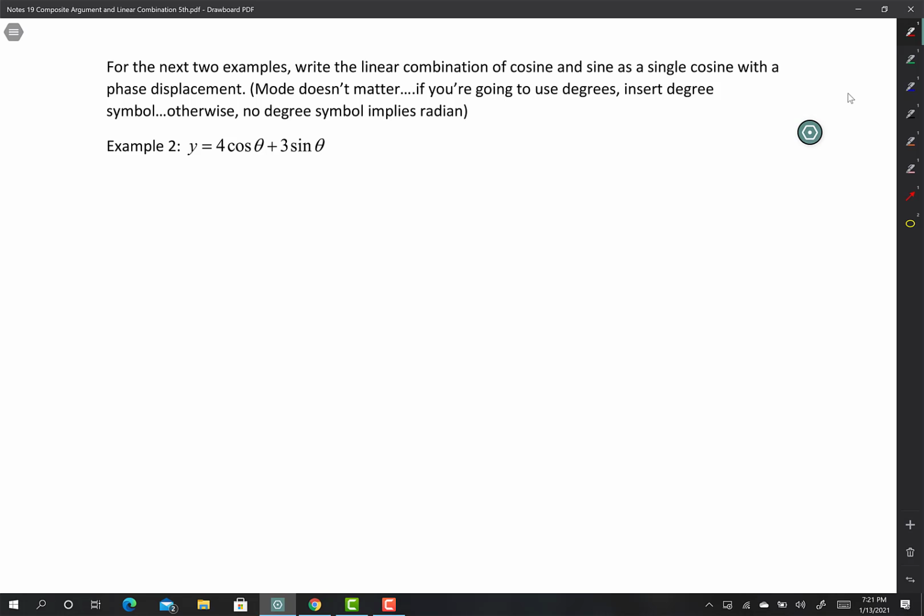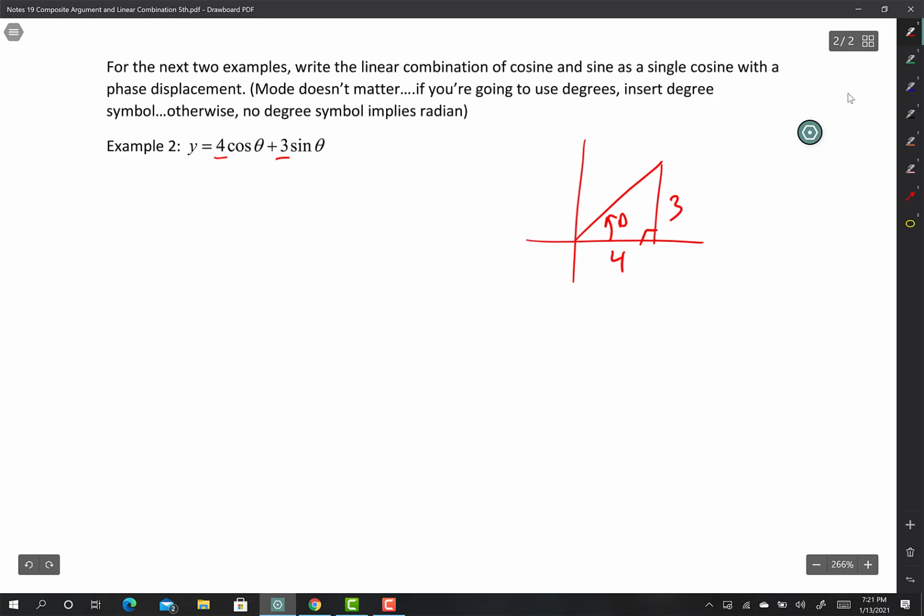We're doing the same thing, guys. 4 is in front of the cosine, so that's going to be my horizontal displacement. 3 is in front of the sine, vertical displacement. This is just so we can find our amplitude here. For 3, here's my angle. I'm going to call that D. There's my amplitude. It's a 3, 4, 5 triangle. In case you don't see it, just do 4 squared plus 3 squared, guys.